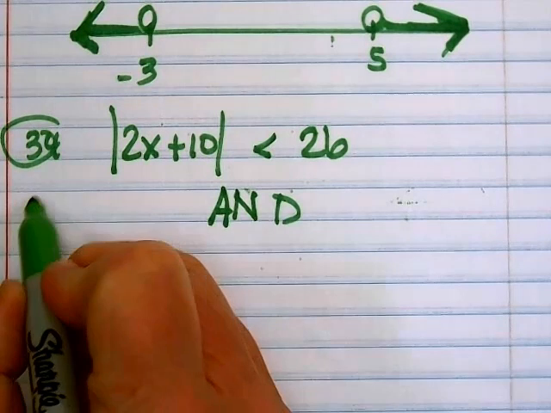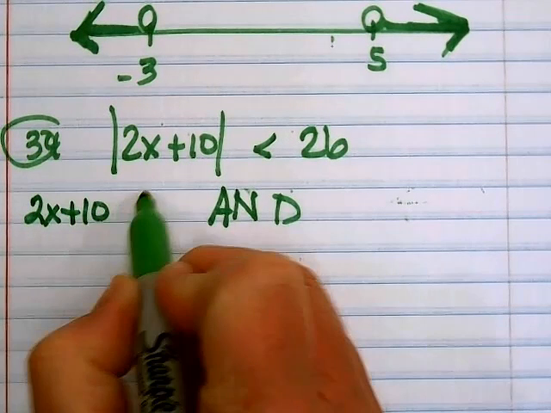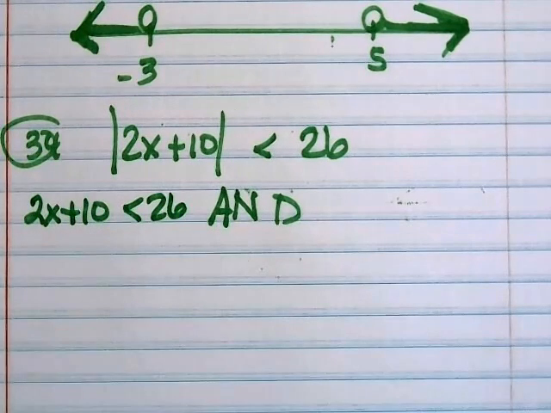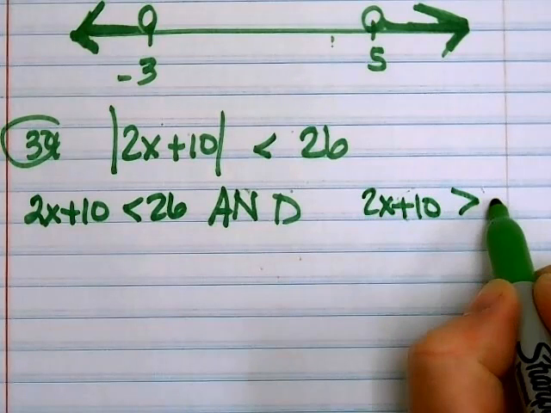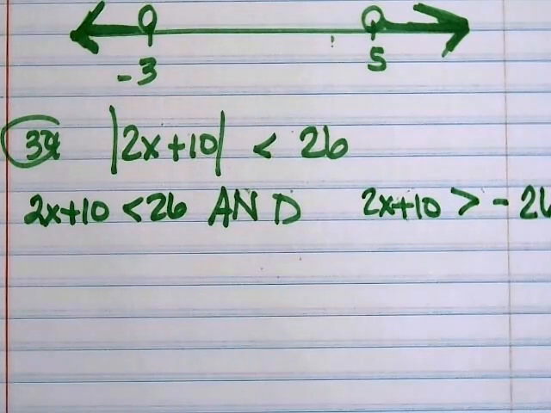2x plus 10 is less than 26. I know it looks like a b, but it's really 26. And 2x plus 10 is greater than negative 26. Okay, so let's solve.